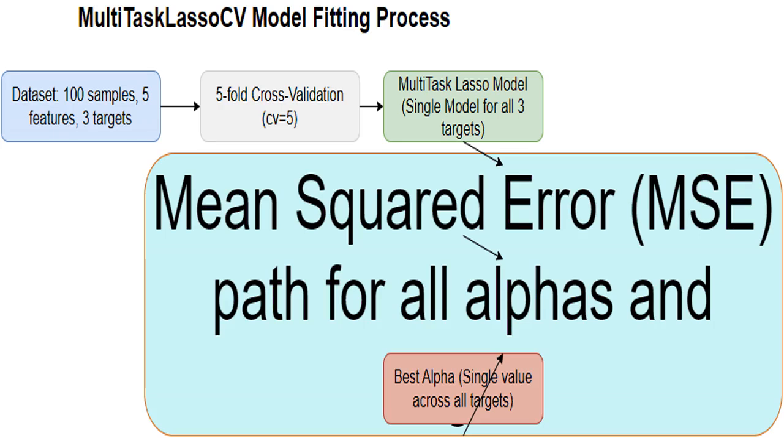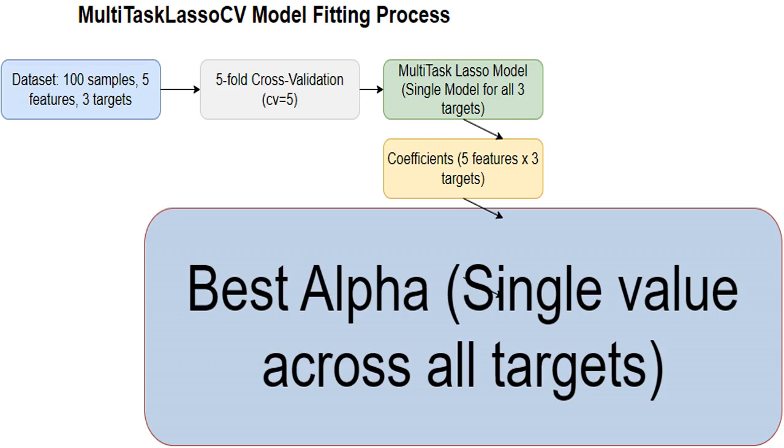I'll do this for all 3 targets jointly for each alpha. This gives me a complete picture of how well my model performs with different amounts of regularization. After evaluating the MSE across all folds and all alpha values and all targets, I choose the single alpha value that provides the overall best performance. I don't pick a separate alpha for each target. I use one alpha value for all 3 prediction tasks. It's the best compromise across all of them.